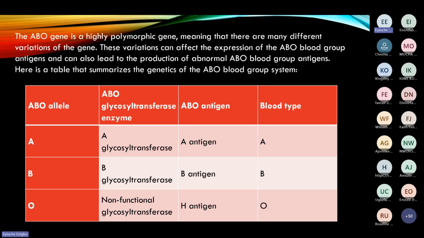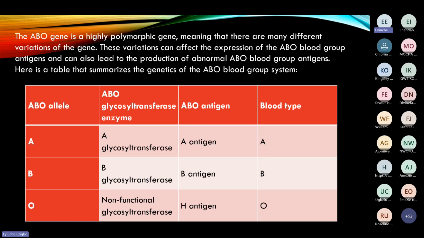Okay, so this is a diagram trying to depict what we have just said. We know that the ABO gene is a highly polymorphic gene, meaning that it has many different variations. This variation can affect the expression of the ABO blood group antigens, and can also lead to the production of abnormal ABO blood group antigens.